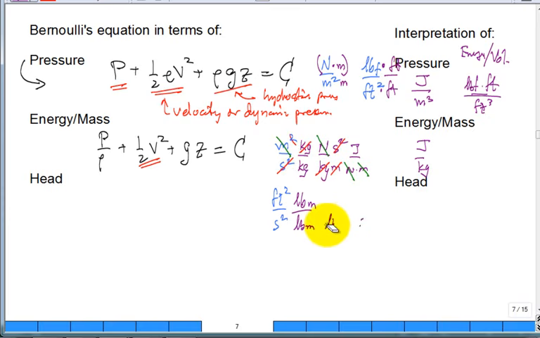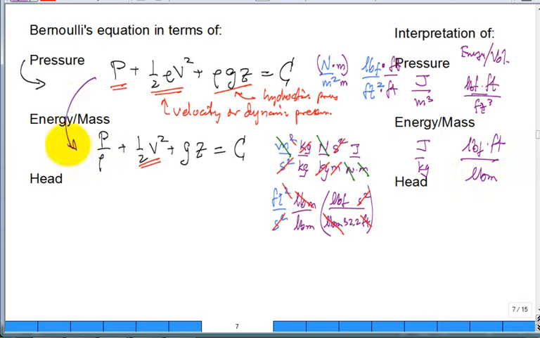Actually, this is even slicker. Let's do it this way. Pound mass, 32.2 foot per second squared is a pound force. So you can do it a little cleaner, but you get rid of that foot, second squared. I have the unit of pound force times foot, that's energy, per pound mass. Yes, it's energy per unit mass. How did I go from this equation to that equation? Just divided by rho, multiplied by 1 over rho.